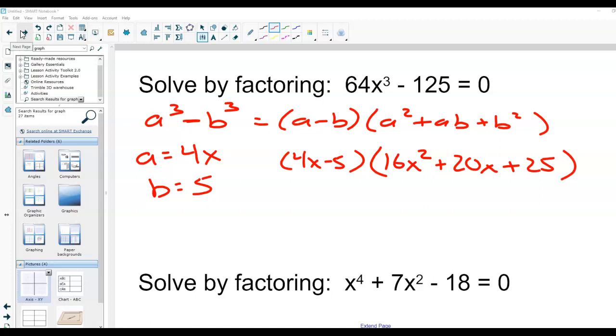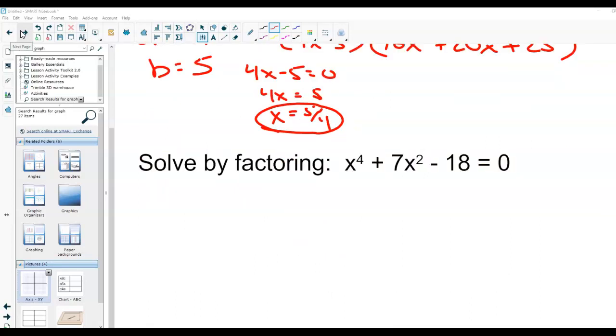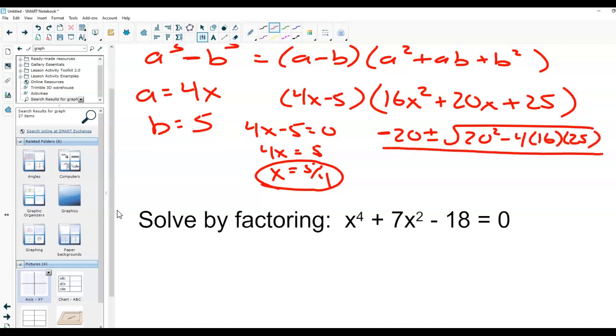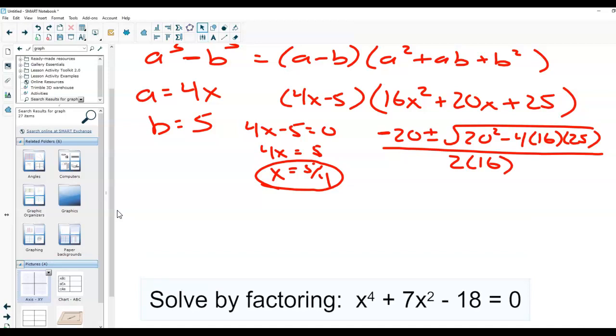If they want you to find the zeros, you can set this equal to 0. This one's easy. If you need the other two zeros, because it's an x cubed, we've got to use the quadratic formula for the 16x squared plus 20x plus 25. This becomes negative 20 plus or minus the square root of 20 squared minus 4 times 16 times 25, over 2 times 16.